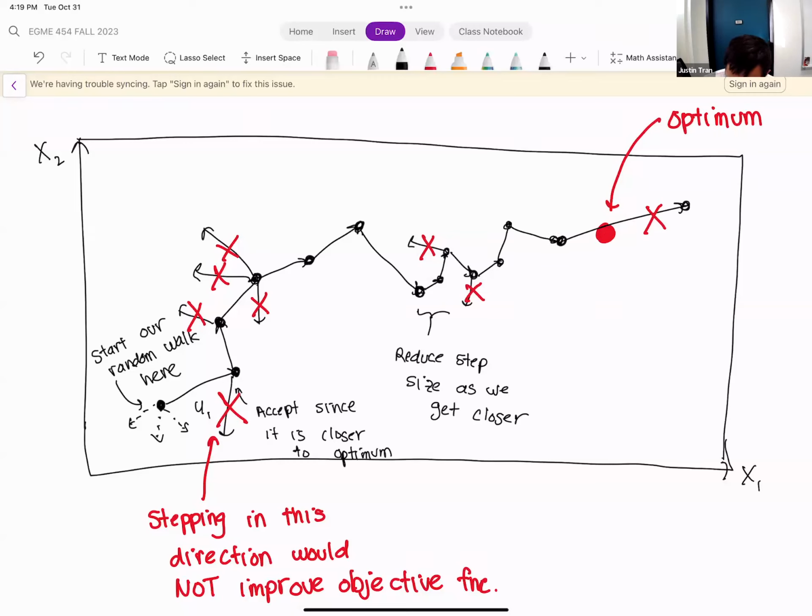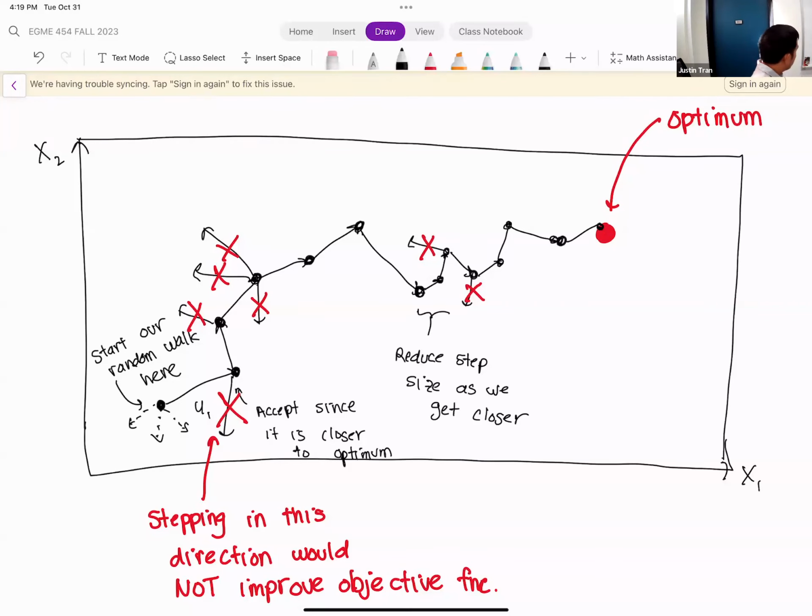And if our step size is sufficiently small, once we get closer, hopefully we arrive at the optimum, or at least right really, really close to it. All right, so that's a visual representation of how the random walk algorithm is going to work.